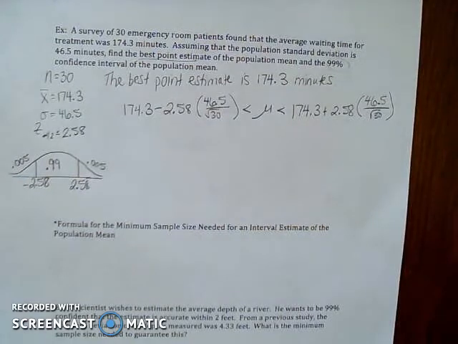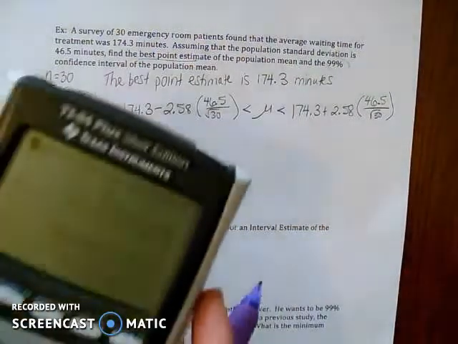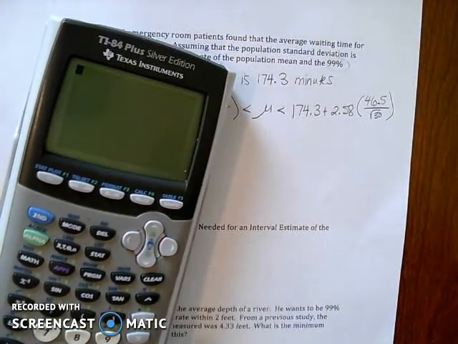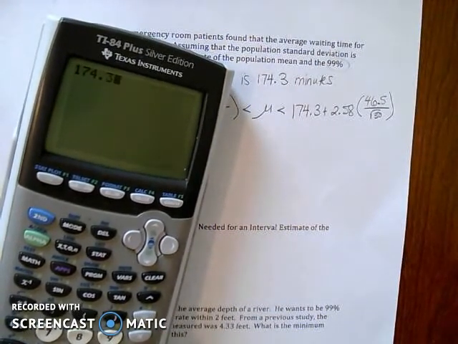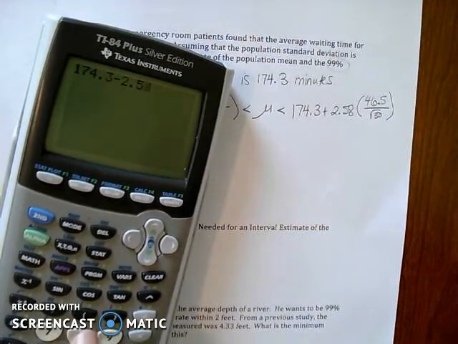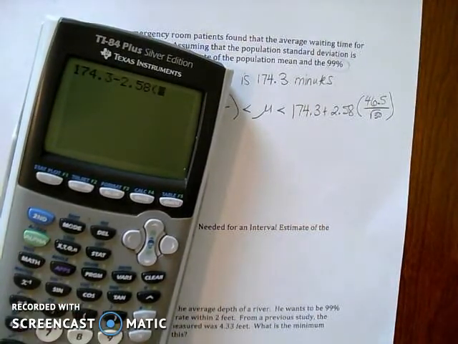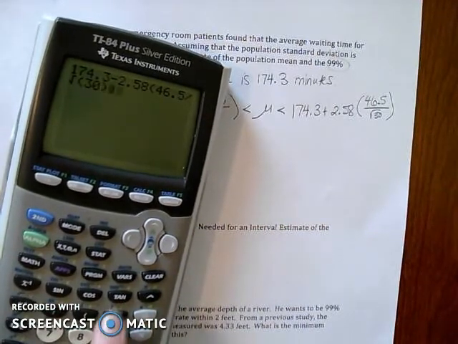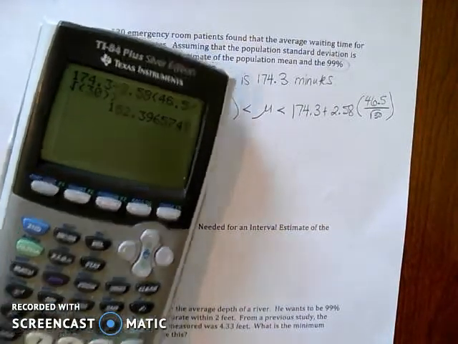Again, I want you to type this all in at the same time. I don't want you to take a break, enter something and round and all that. So 174.3 minus 2.58, parenthesis, 46.5 divided by the square root of 30, 152.4.